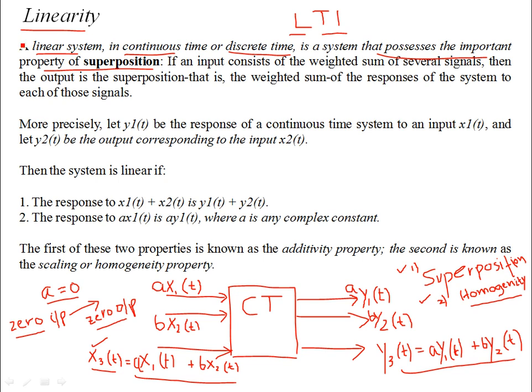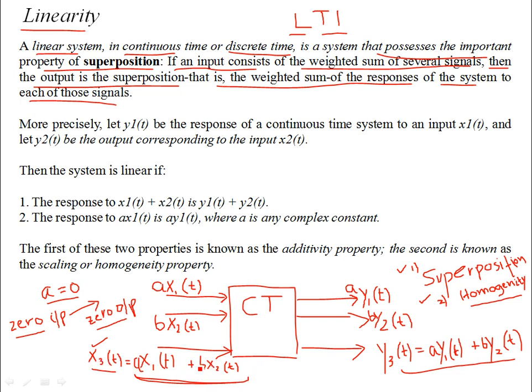Okay, so in words, what superposition says is that if the input consists of a weighted sum of several signals, then the output of the superposition is the weighted sum of the responses of the system to each of those signals. Okay, so over here you see it's the same thing. These are the weighted sum of several signals. Over here we have just two signals, but it could be more than that. So in general it could be a summation.